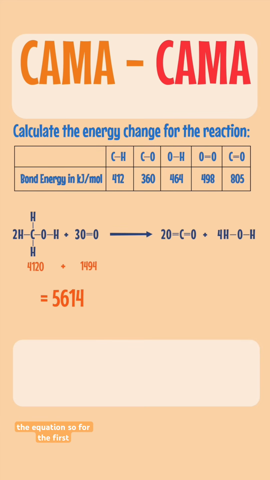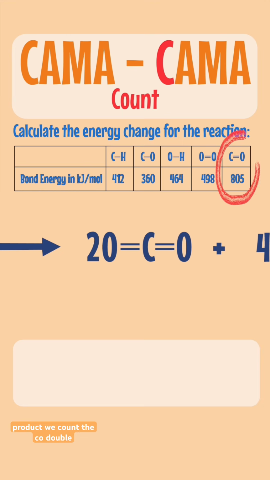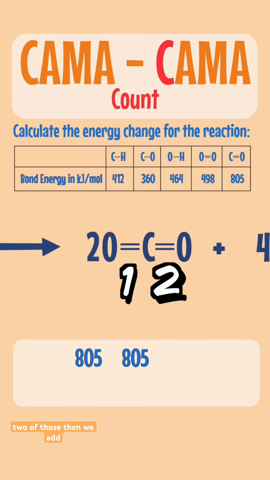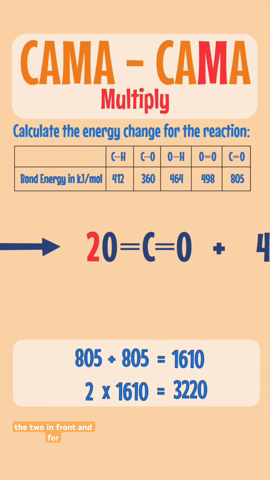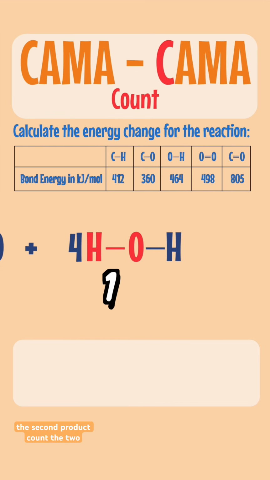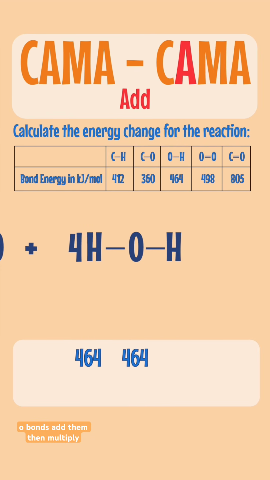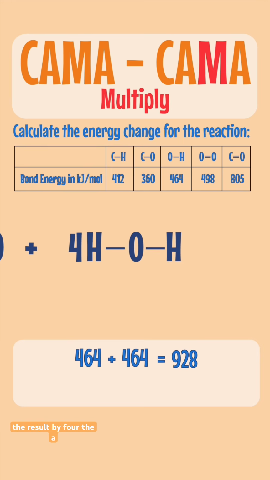The second CAMA on the right basically tells you to do exactly the same thing to the right side of the equation. So for the first product, we count the CO double bonds to see that we have 2 of those. Then we add them together and multiply them by the 2 in front. And for the second product, count the 2 OH bonds, add them, then multiply the result by 4.